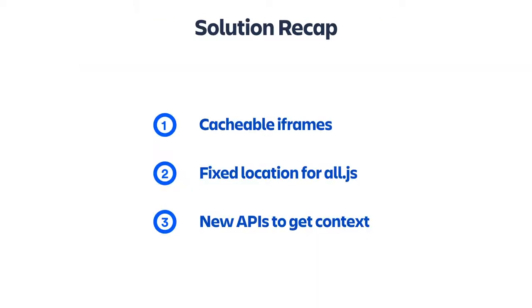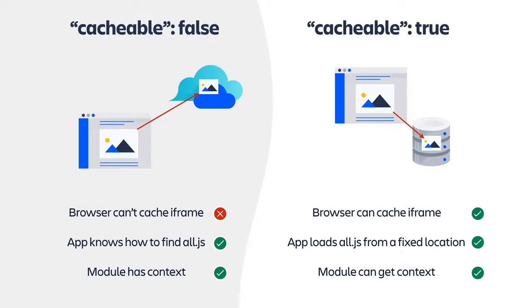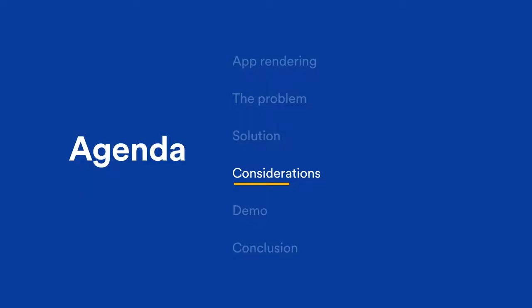Okay, so let's recap our solution. Firstly, we allow apps to declare modules as being cacheable, so Connect doesn't add iframe parameters. Second, we provide a fixed location for all.js to make some of the Connect query parameters obsolete. Lastly, we created new APIs so that the context can be retrieved by the app. So here's a final look at our comparison. Declaring the app module as cacheable allows it to be loaded more quickly and now without losing any functionality.